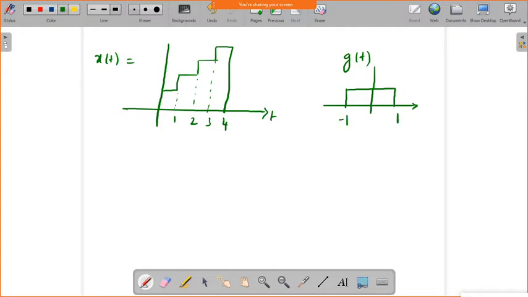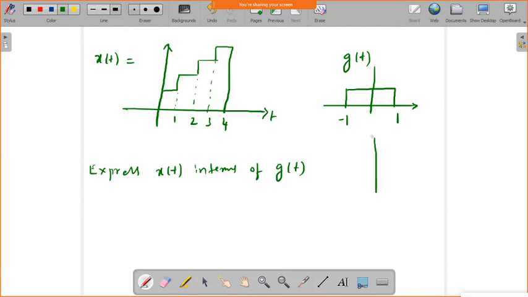Okay. So now the problem is, express x of t in terms of g of t. So x of t is given and g of t is given. We need to express the x of t signal, whatever is given here, in terms of g of t. So now how can we do that? First we need to take one signal in such a way that it gives the form of the square pulse between 0 and 1. So now how can we do that?